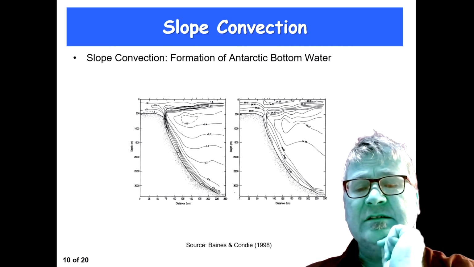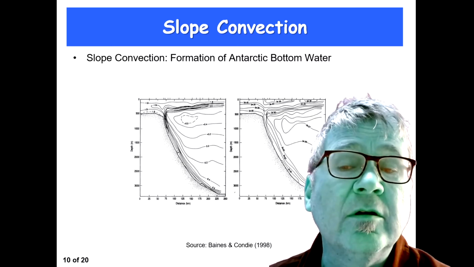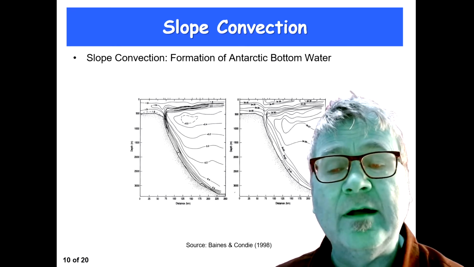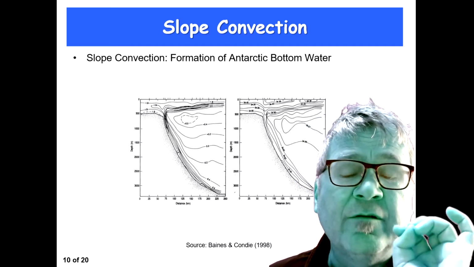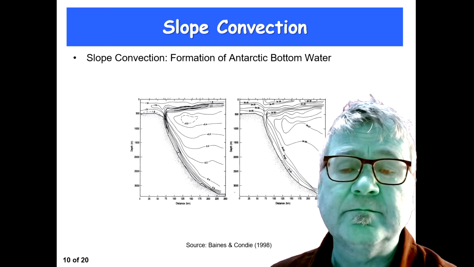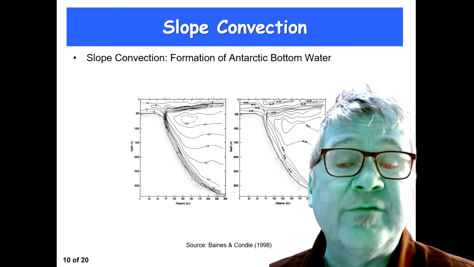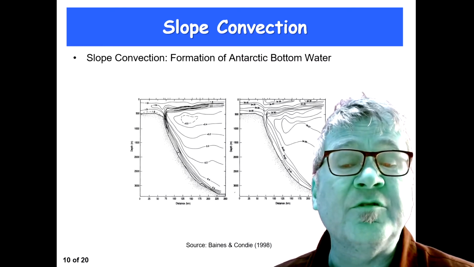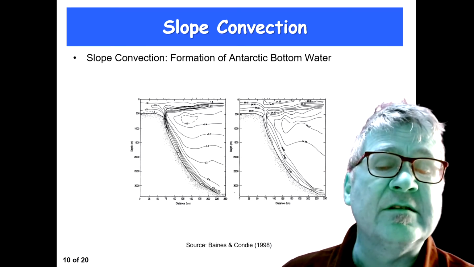So these are some famous measurements of such a slope convection. Here on the left-hand side, it's a vertical profile of temperature. It's actually potential temperature here, but anyway, of temperature cutting across the continental margin. And you can see a vertical range from the surface to 3,500 meters. And you can see some shallower parts, 500-meter depth here, the continental shelf, the shelf break, and this is the continental slope.